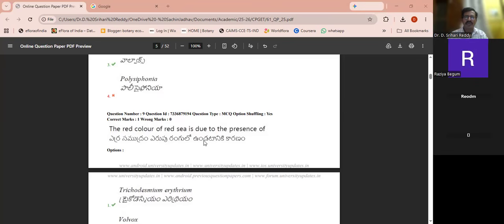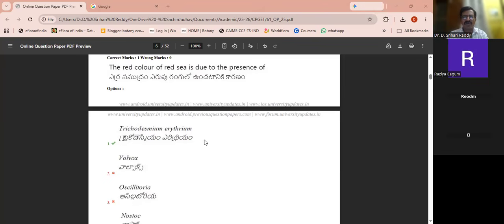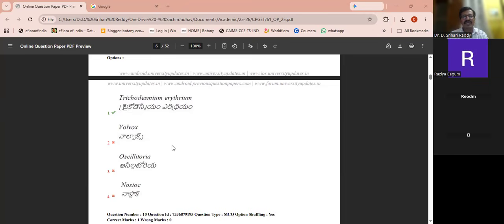The question is: the red color of the Red Sea is due to the presence of. The Red Sea, you know, is present in the Arabian area, and due to the presence of one kind of algae, that sea appears red in color. Here it is given: Trichodesmium erythraeum, Volvox, Oscillatoria nostra. Oscillatoria nostra and Trichodesmium erythraeum belong to Cyanophyceae, the blue-green algae. And Volvox is a green algae, Chlorophyceae.